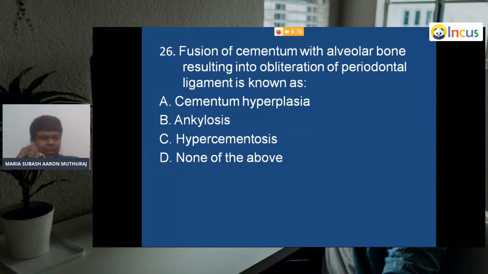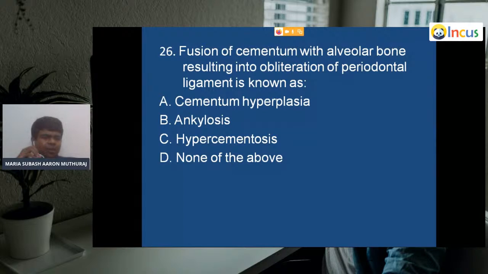It is commonly present in benign cementum hyperplasia. Hypercementosis is the generalized form of increase in thickness of cementum. An example is Paget disease, as I already told. Whereas ankylosis is the fusion of the cementum with the alveolar bone. It leads to obliteration of the periodontal ligament. Therefore, the cementum will be straightly fused to the bone, without intervening periodontal ligament. It is called ankylosis.